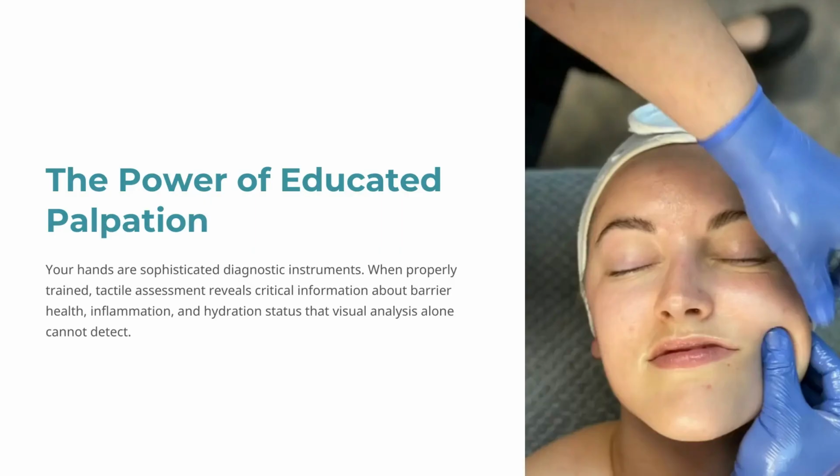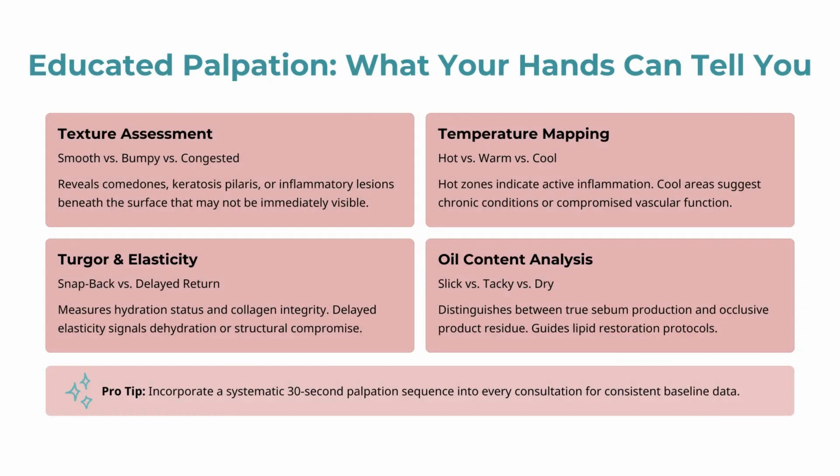But I'm not talking about casually touching the skin or confirming what you already see visually. I'm talking about educated palpation. When properly trained, your hands can detect information that no lamp, camera, or scope can show you. It's especially true when it comes to barrier health, inflammation, the hydration status of the skin, and lipid balance. Let's break this down. First, texture assessment.